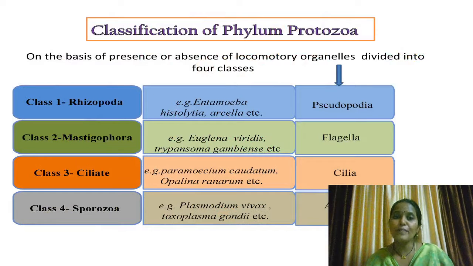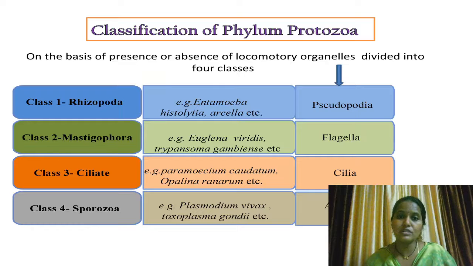On the basis of presence or absence of locomotor organelles, protozoans are divided into four classes. Rhizopoda show locomotion with the help of pseudopodia, represented by Entamoeba histolytica and Arcella. Mastigophora show locomotion with the help of flagella, represented by Euglena and Trypanosoma. Ciliata show locomotion with the help of cilia, represented by Paramecium and Opalina ranarum.